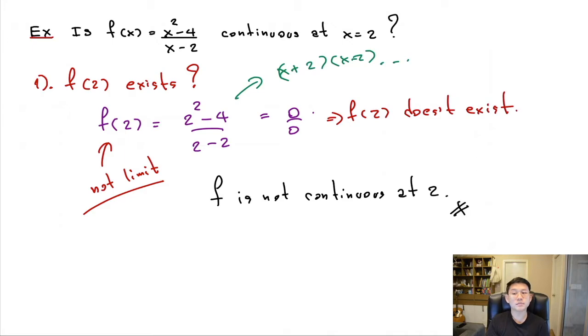Make sense? So guys, if you want to look at f(2), you need to substitute x with 2. Just put x here as 2, x here as 2. No factorization, no canceling things out. Just substitute it and compute the value. If it's divided by 0 or infinity, it means that f(2) doesn't exist.